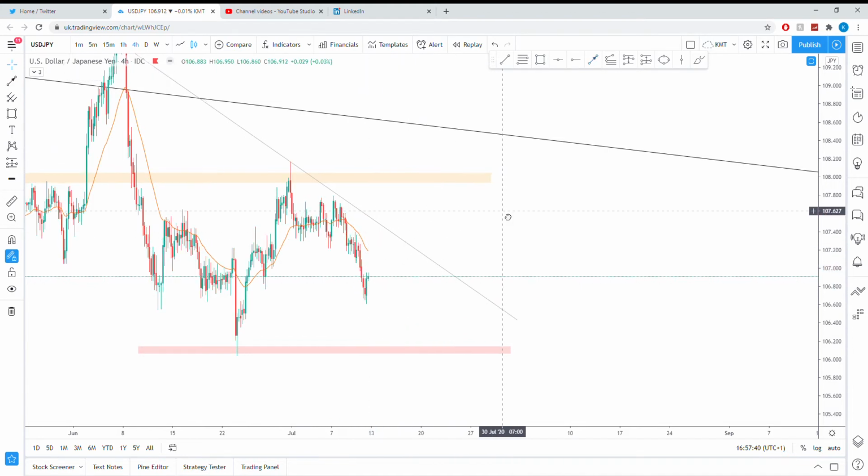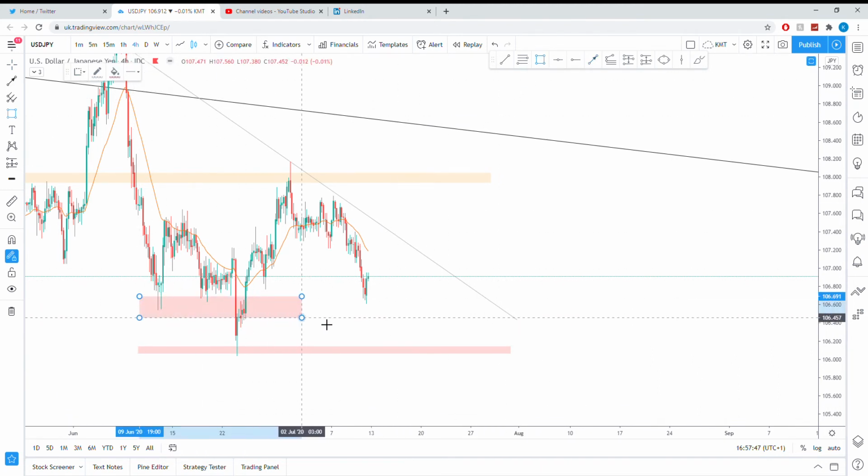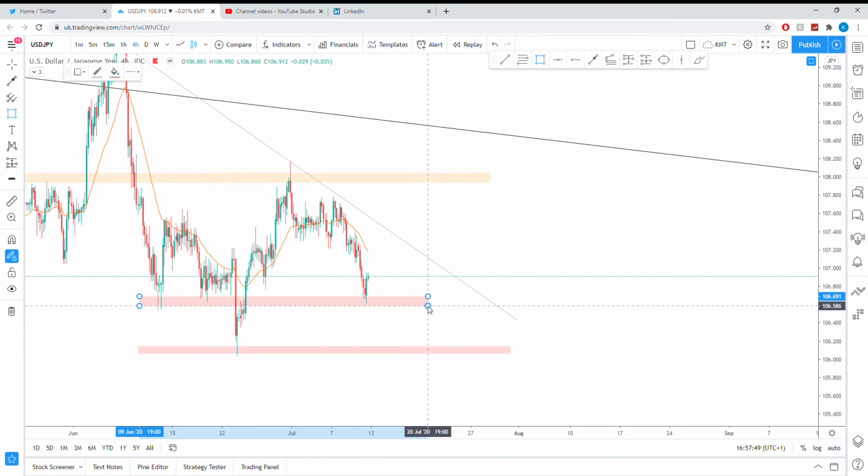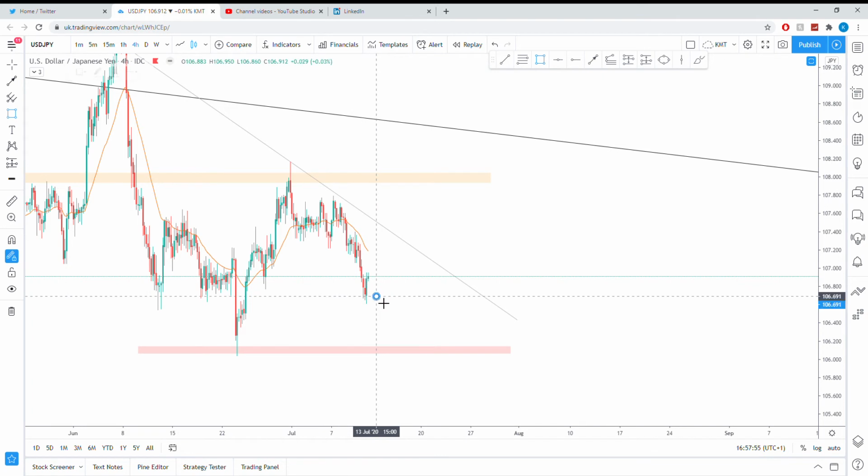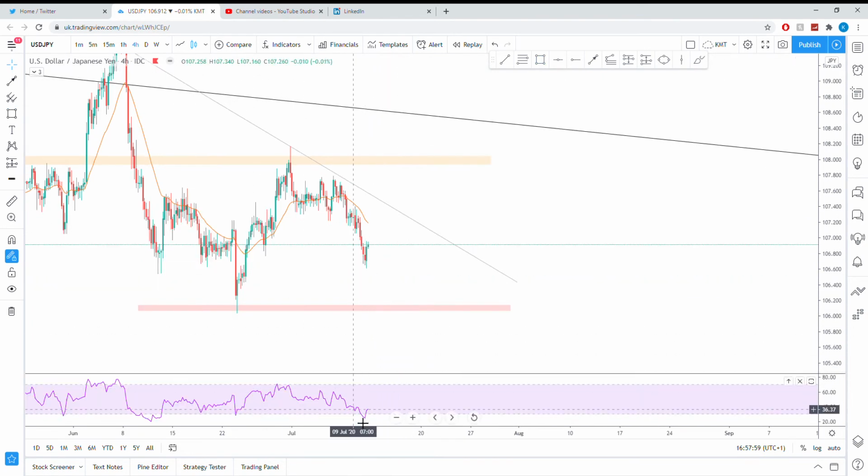So another thing that I'm looking at here is this level. Well, if I draw it as a zone, you can see we've got a nice inverted head and shoulders pattern. So, the left shoulder, the head, and then the right shoulder. In other confluence as well, if I get the RSI up, we do have an oversold condition. So, we could be looking at a potential buy point from this level.